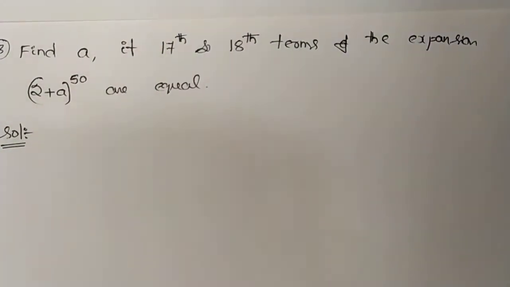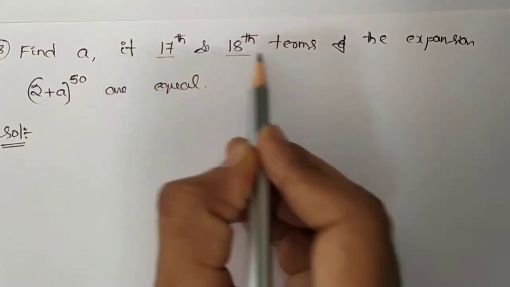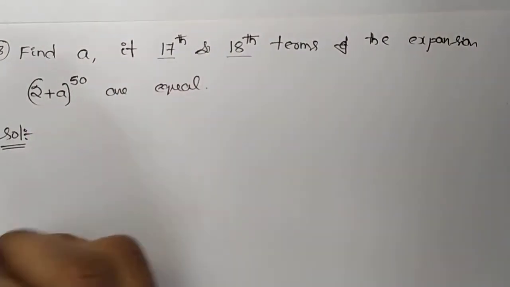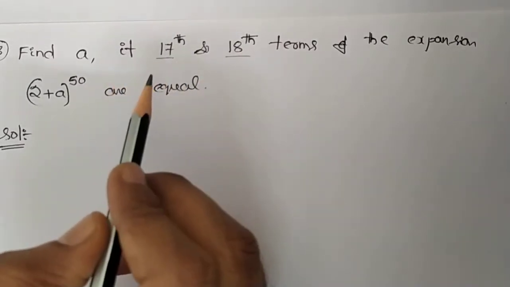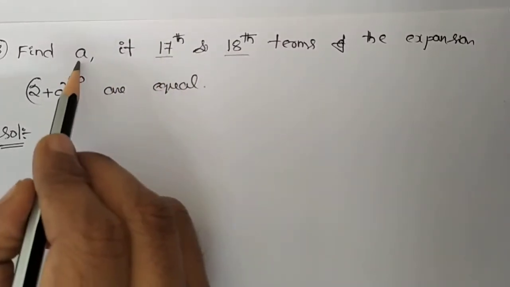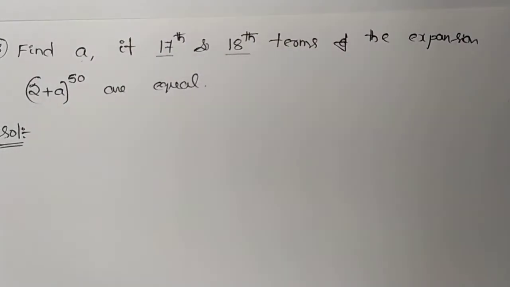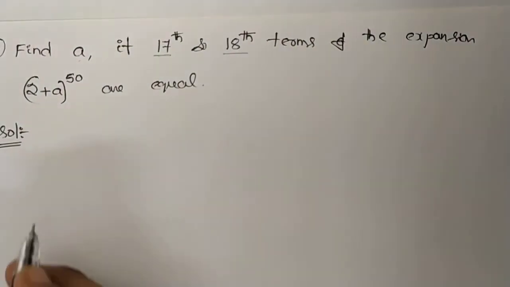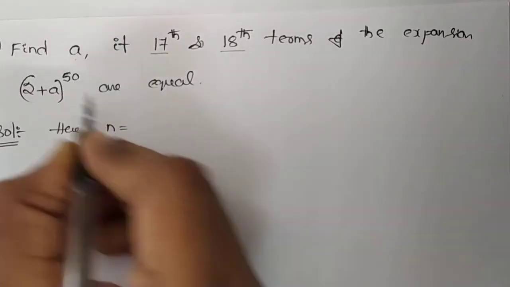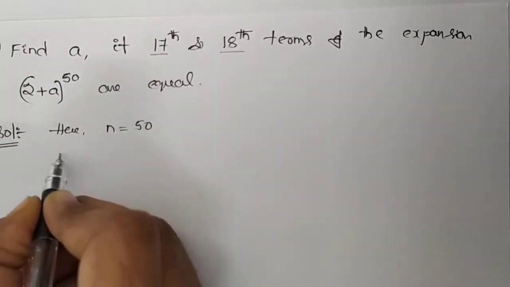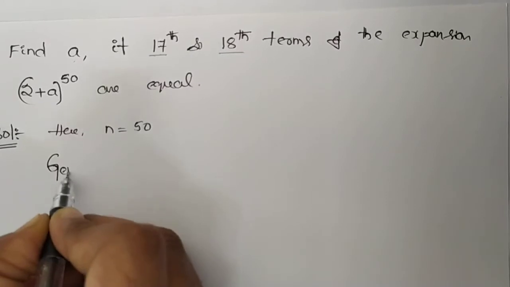He has given the hint that the 17th and 18th terms of the expansion are equal. By using that hint, we need to find the value of a. Before that, find its general term. Here, the value of n is 50. What is the general term?